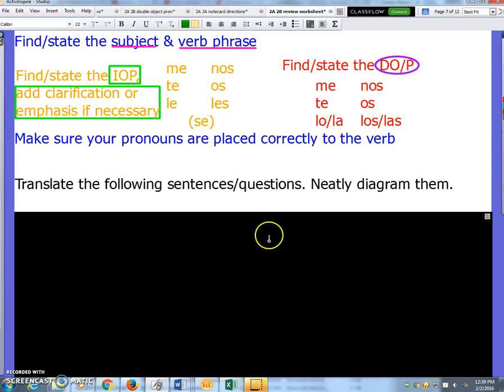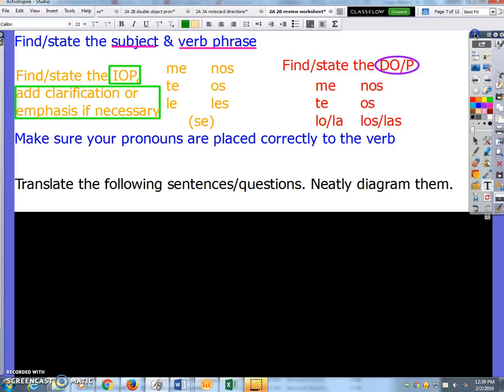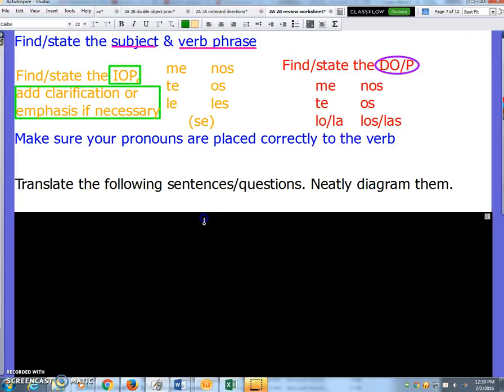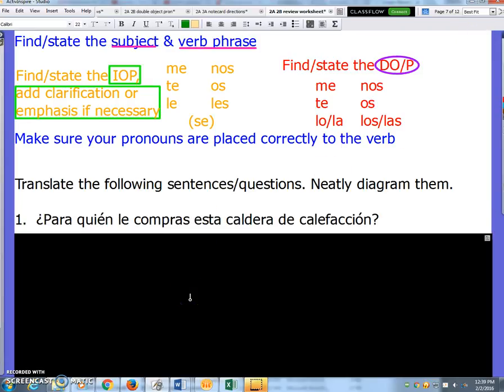The directions are to translate the following sentences and questions, neatly diagram them, underlining the subject and verb phrase, boxing the indirect object pronoun, and if there's clarification or emphasis, which we know starts with the a, and finding and stating the direct object or pronoun. So, ¿para quién le compras esta caldera de calefacción? What is that asking? Well, it's got vocab.